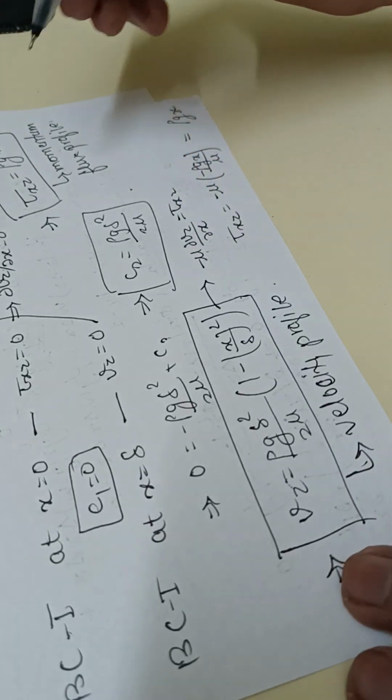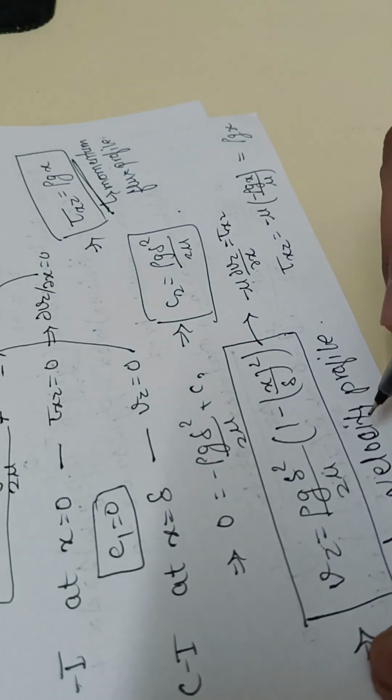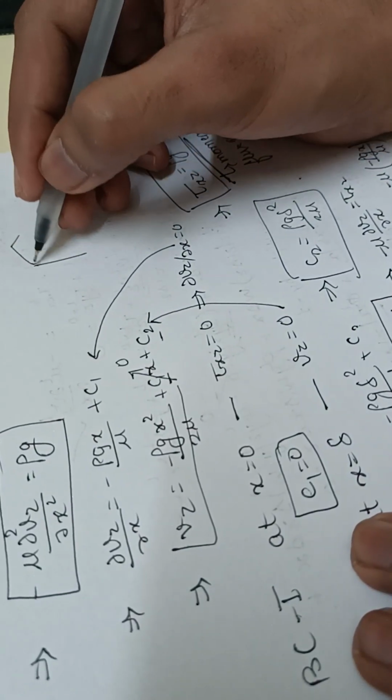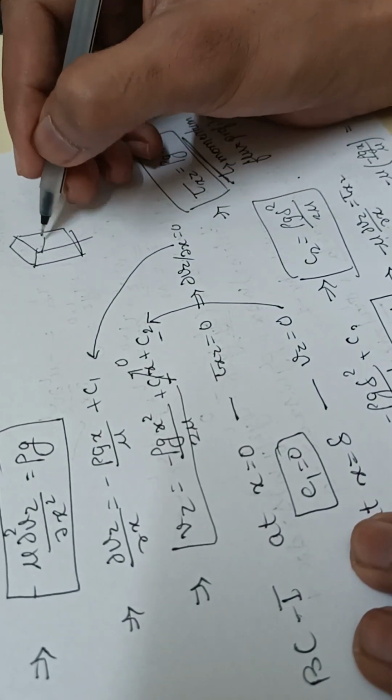So we have found the momentum flux profile and the velocity profile for a vertical plate from which a liquid film is falling. This is a liquid film.